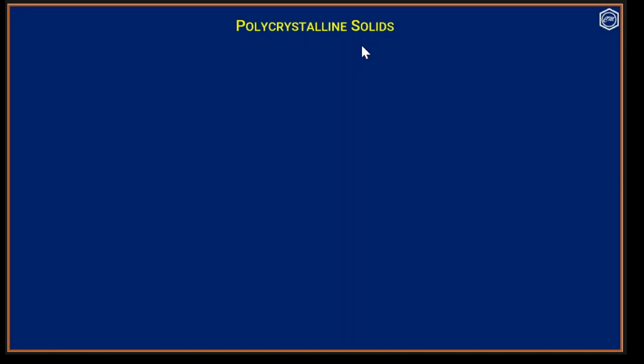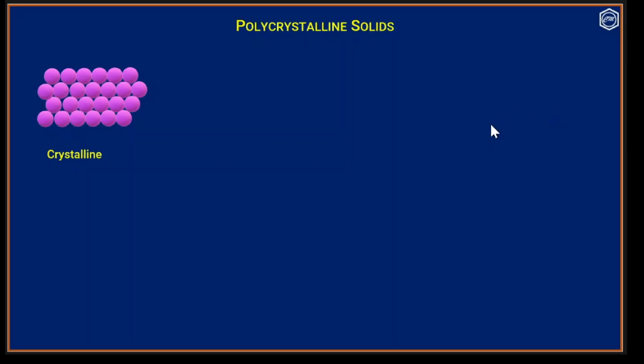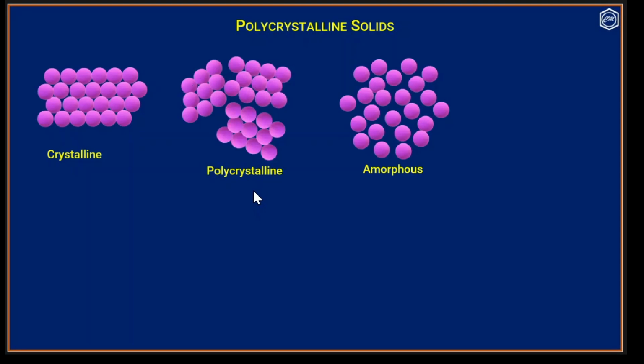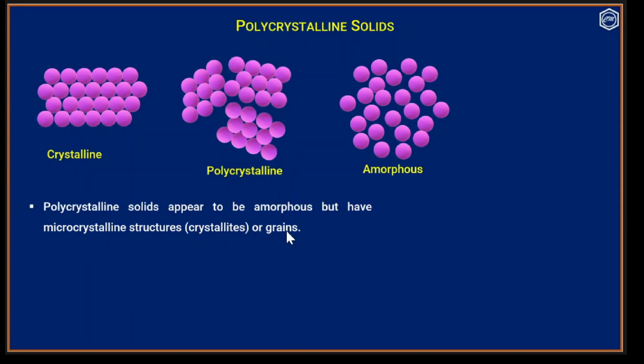So far we have considered only two types of solids, crystalline solids and amorphous solids. But we should also consider a third type of solid which contains many randomly oriented small crystals, and these are called crystallites. So this is the crystalline substance with the ordered arrangement, and this is the amorphous substance with the disordered arrangement. And in between these two is the polycrystalline solid, and it has regions where the constituents are arranged in an ordered manner. As a whole, we can consider it as amorphous.